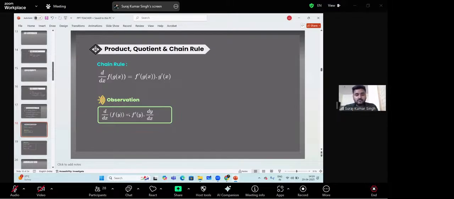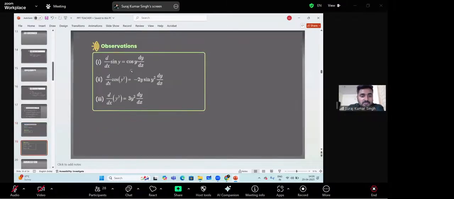Okay. One more observation I have seen in the students: if the function is given in the form of y, the students take the derivative of only f of y, but they forget the derivative of y. So they must also write dy by dx. This is very important, we should note this observation.